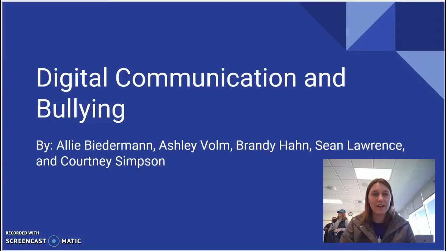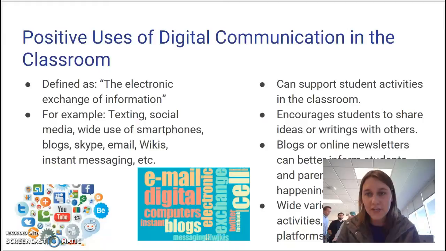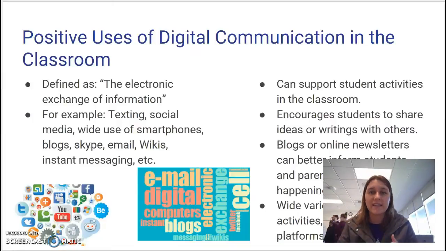All right, first slide is the positive uses of digital communication in the classroom. Digital communication is defined as the electronic exchange of information, and the examples given are texting, social media, smartphones, blogs, Skype, wiki, email, instant messaging, all of that good stuff that's going around today. If information has been exchanged over anything digital, then it qualifies under digital communication.